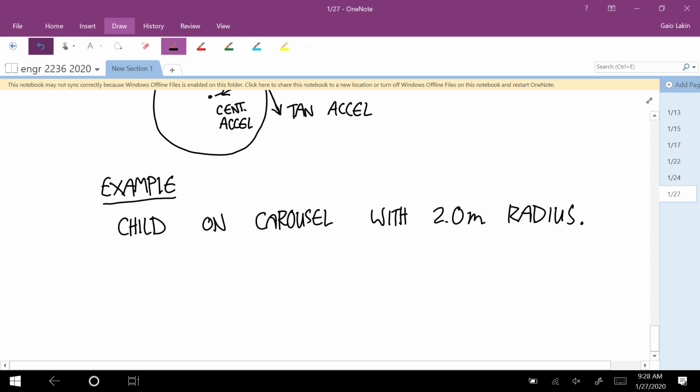Okay, so at a given instant, the carousel is rotating counterclockwise, looking at it from above.